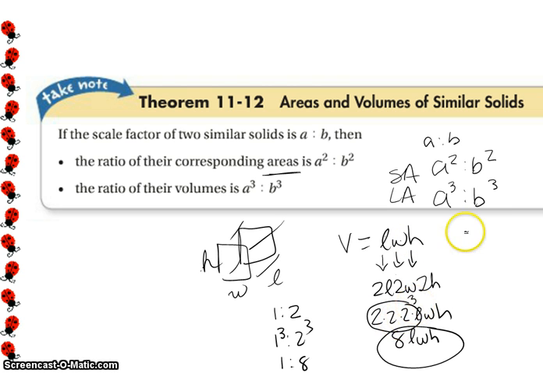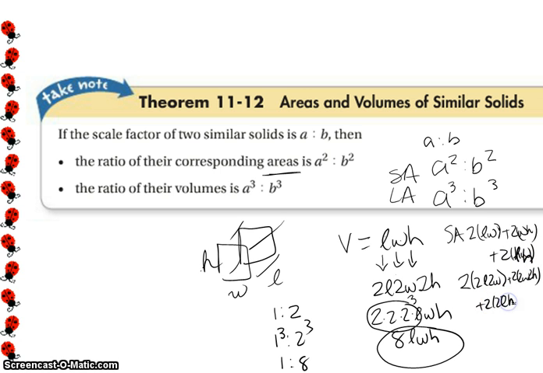In area measurements, where for a prism my surface area is 2 times LW plus 2WH plus 2LH. Once again, if I doubled each of these, it'd be 2 times 2L, 2W, plus 2 times 2W, 2H, plus 2 times 2, oh, I did that wrong. That shouldn't be HW, that should be LH. And so 2 times LH times 2L times 2H.